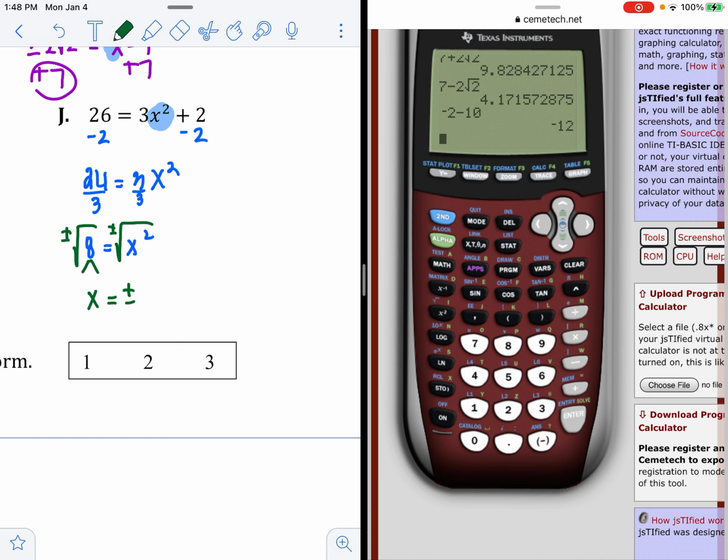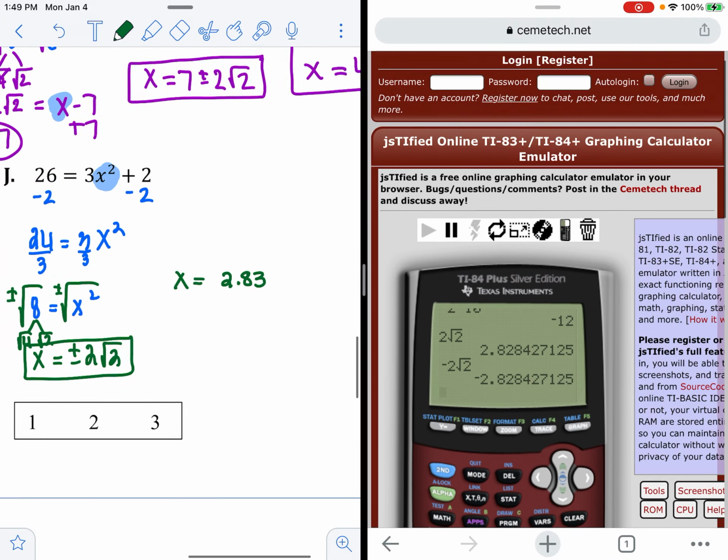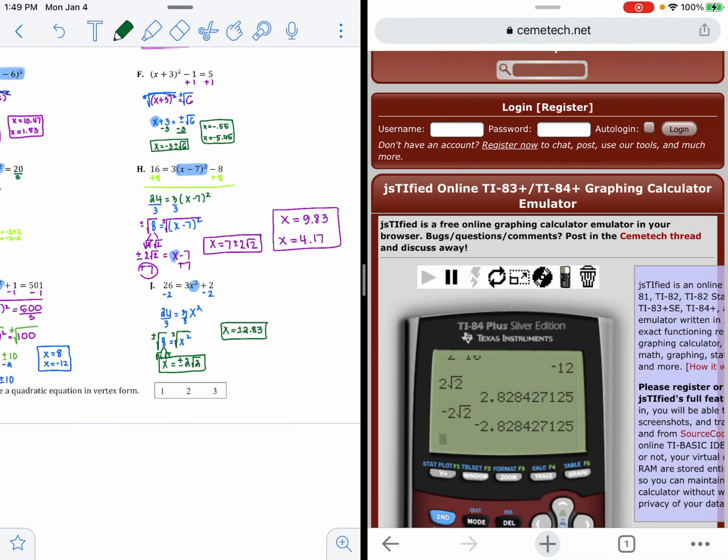Do I know the square root of 8? No. Biggest perfect square that goes in there is 4. That goes in there twice. So 2 root 2 plus or minus 2 root 2. So I need to get those as a decimal still. So 2 square root of 2 is 2.83. And then negative 2 root 2 is negative 2.83. So I'm just going to do plus or minus right here. There's my answers.